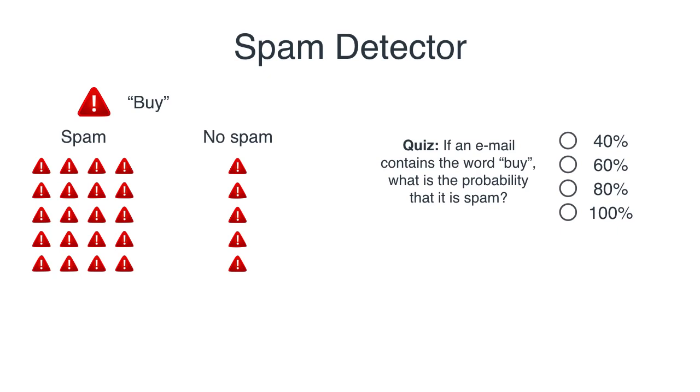The answer is, if we look at the emails that contain the word buy, well, there's 20 that are spam and 5 that are not spam. So that makes an 80-20 split. And so from this data, we can see that from the emails that contain the word buy, 80% of them are spam. So the probability, we conclude, again, just from this data, is going to be 80% that it's spam if it contains the word buy. Therefore, we associate the condition containing the word buy with the probability 80%.